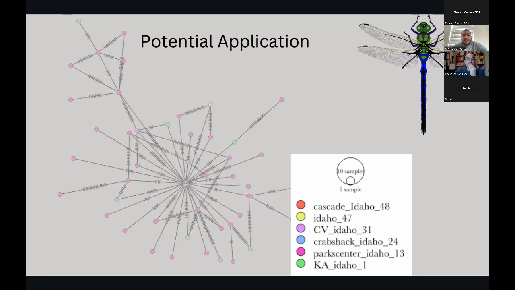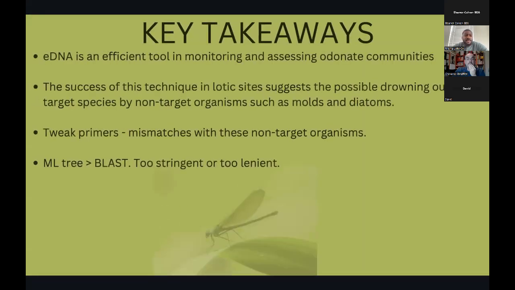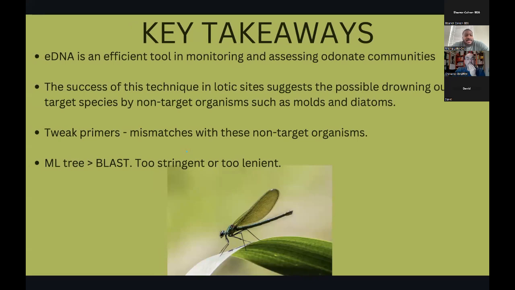And so just some brief takeaways here. We were able to understand that eDNA is an efficient tool in monitoring and assessing odonate communities. The difference in the success of this technique in lotic sites versus lentic sites shows that we have more work to do. We had things such as molds and diatoms drowning out our target DNA, and so we would need to tweak our primers.